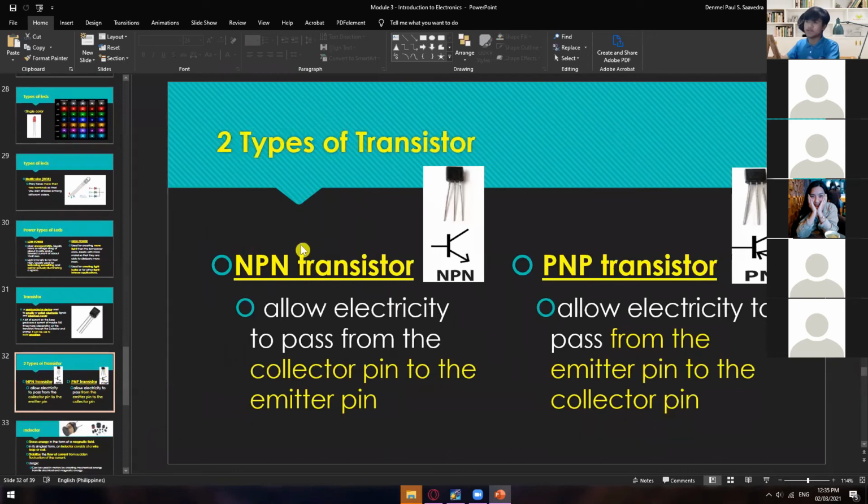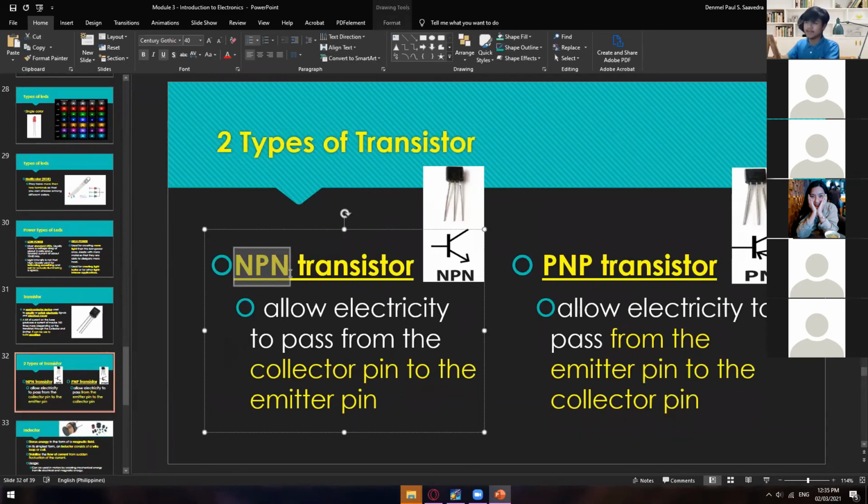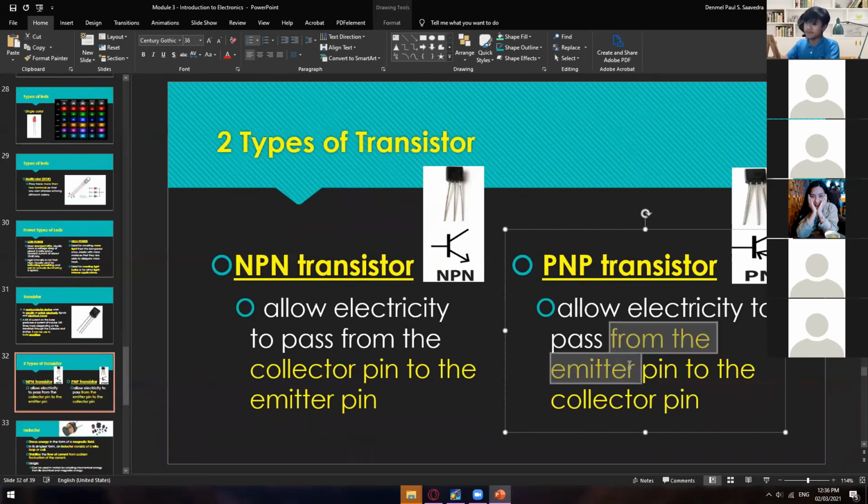We have two types of transistor. We have the NPN, negative, positive, negative, and then we have the PNP transistor, which is positive, negative, positive. In NPN, electricity passes from the collector pin to the emitter pin. If you still don't know how a transistor works, you can visit that video, and they will explain where the collector, the base and the emitter are. For the PNP transistor, the electricity comes from the emitter and goes to the collector pin. It's the opposite of the NPN transistor.